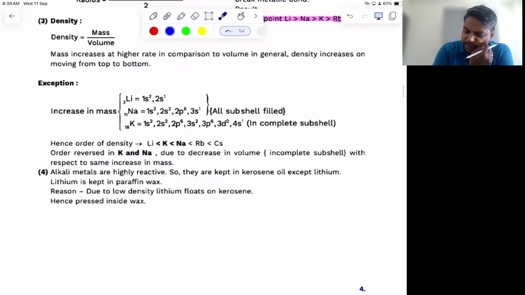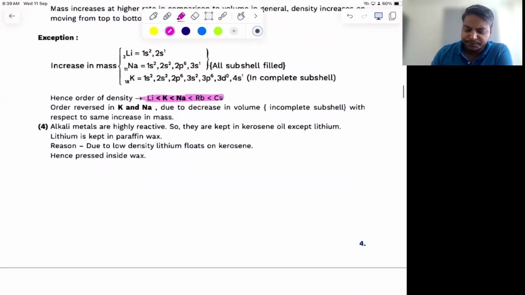Next, density, a small exception is observed here. You can see from lithium towards cesium, this is the exception where cesium is more than rubidium, then sodium is more than potassium, then lithium.